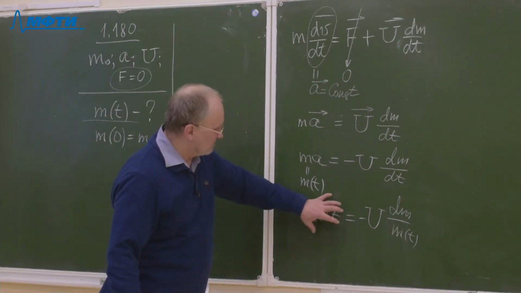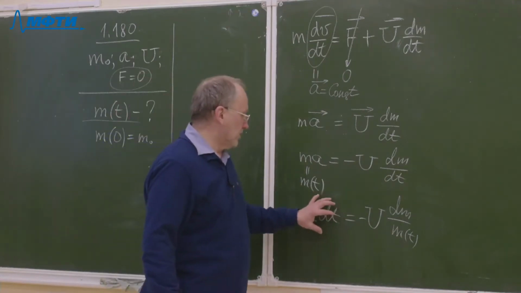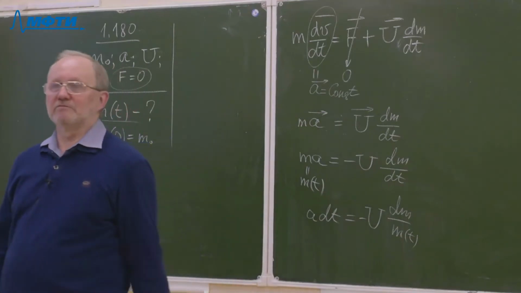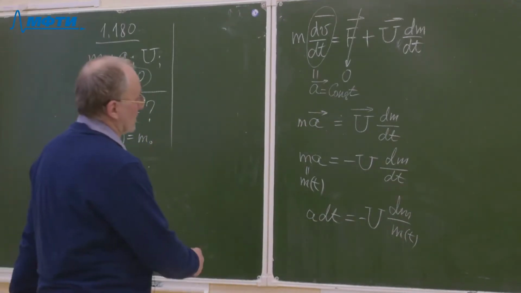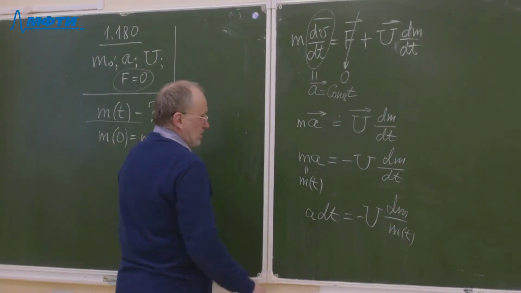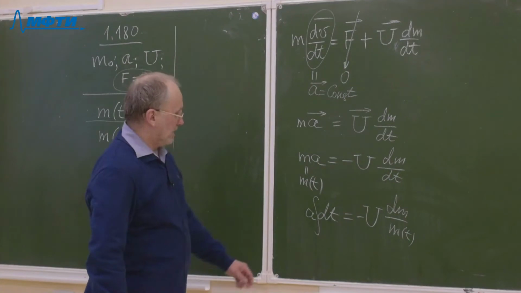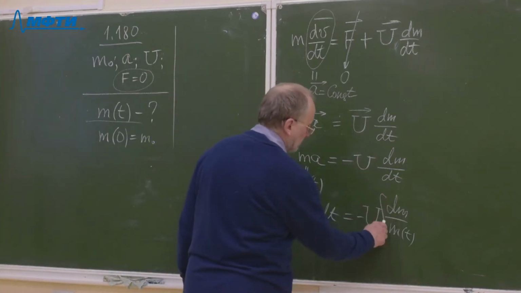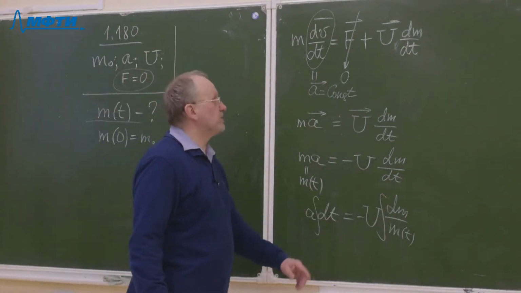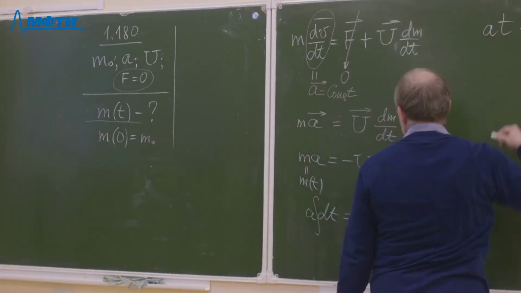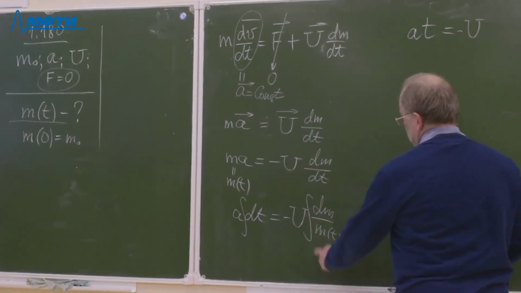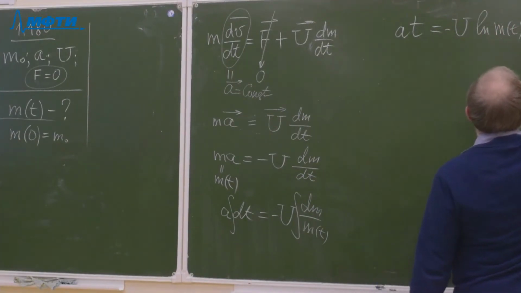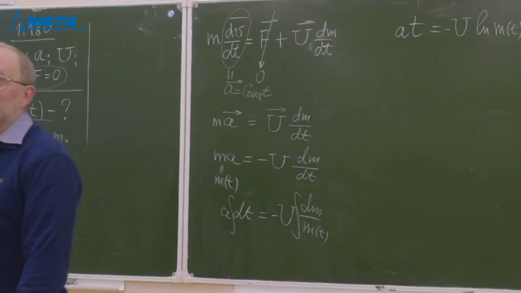Everything related to one variable is on one side of the equation, and everything related to the other variable, the unknown function, is on the other side. Now, after this procedure of separating, we can integrate. A is constant, so it can be written as a coefficient before the integral. U is constant, and we integrate in this way. Integrating dt, we obtain t, a t equals minus u, and integrating dm over m gives logarithm m, plus an unknown constant of integration.